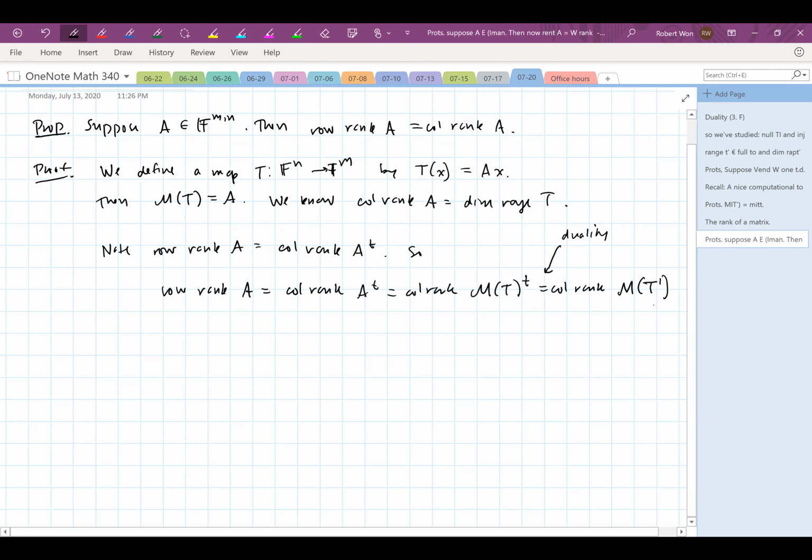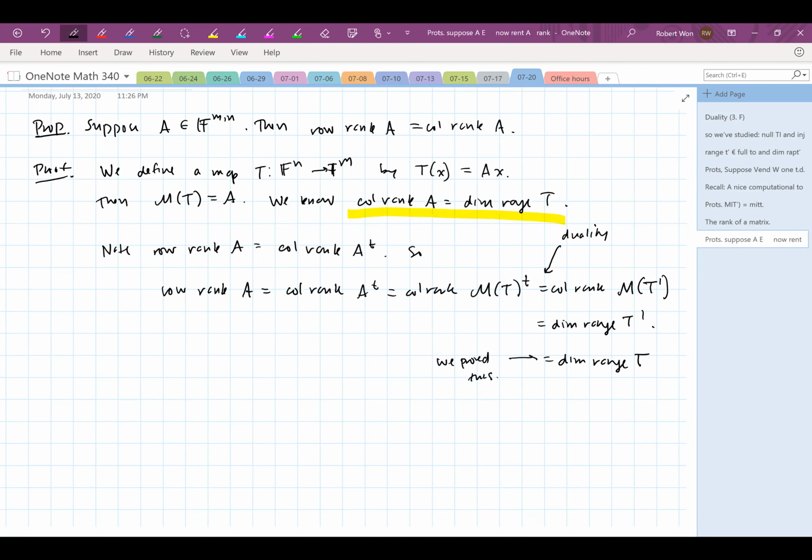But now the column rank of a matrix is the same thing as the dimension of the range. Okay, but now we prove that the range of the dual has the same dimension as the range of the original map. And so we proved this today. But now by this fact, this is equal to the column rank of A.